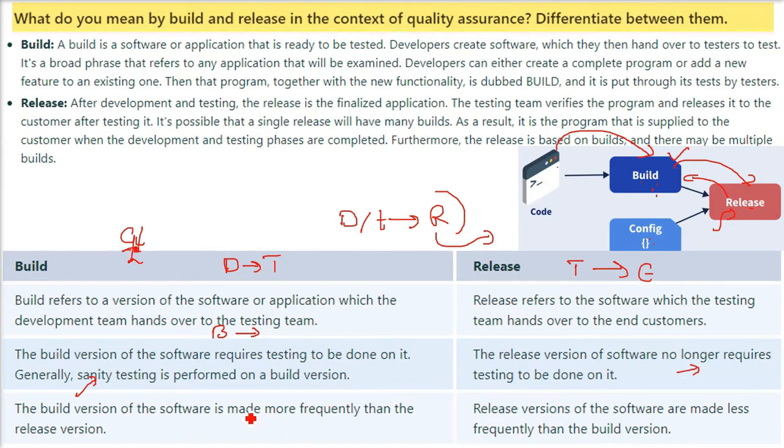Build version of a software is made more frequently than the release version. Release version, because it is going to be released to the user of the software, is made less frequently than the build version, because this is only delivered to the user and it cannot be made every day. You cannot deliver software every day to the user.